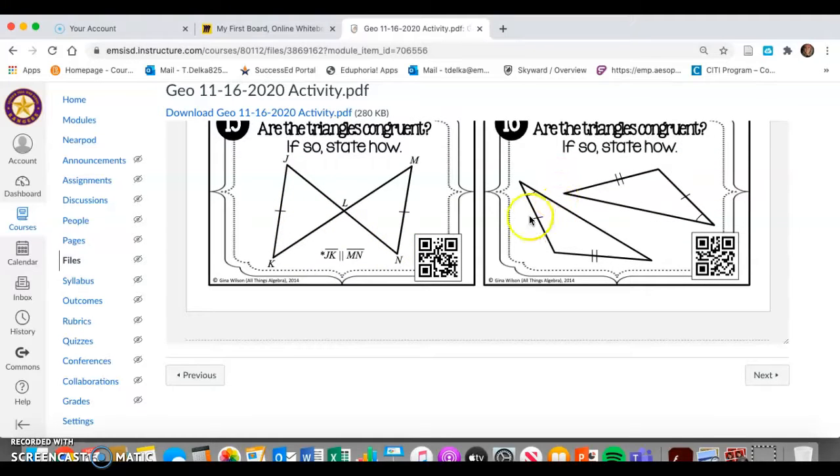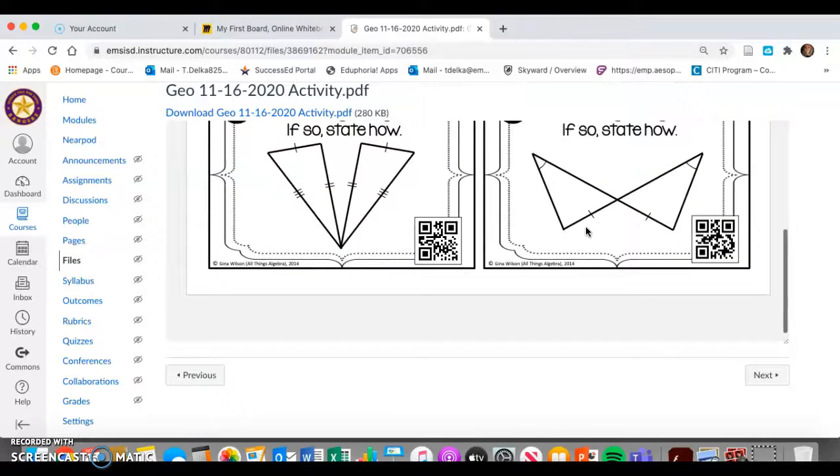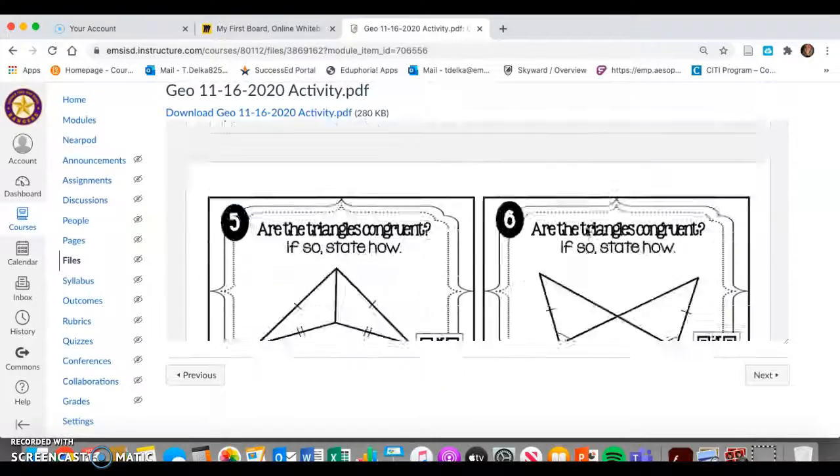And then this one here, it shows a line, 2 lines, 2 lines, and then an angle. So we're going to say side, side, angle, SSA, okay? So anyway, you've got 24 of these. I've given you 6, so that should be your reduction right there.